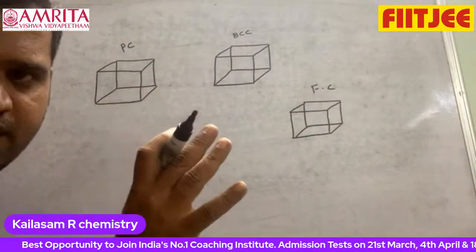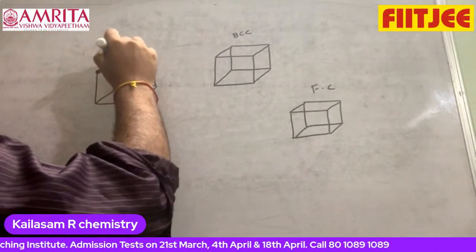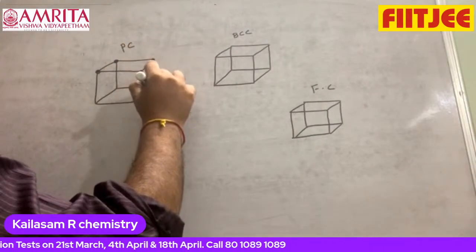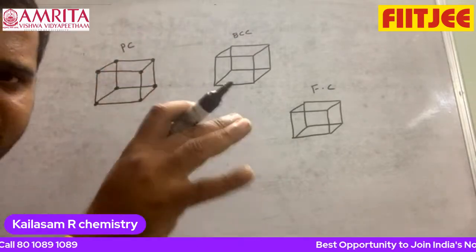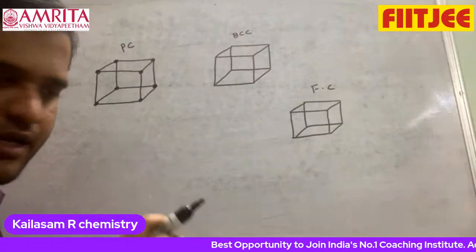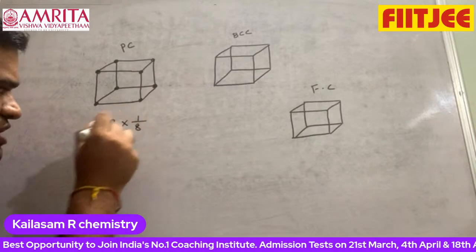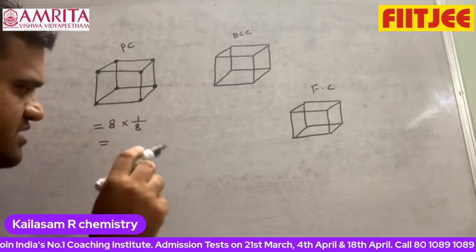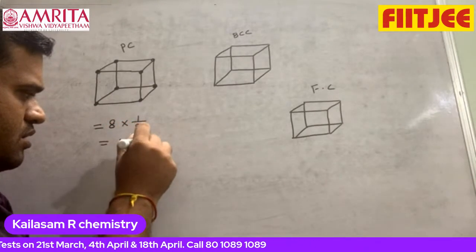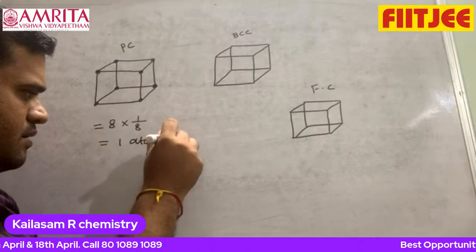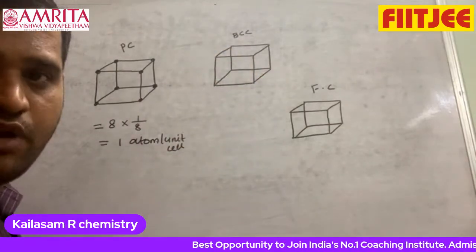Primitive cell means the atoms or ions or molecules are going to occupy only the corners. So each corner atom is shared by 1/8 of the unit cell. There are 8 corners, and each corner is shared by 1/8. Therefore, the number of atoms present per unit cell is 1.